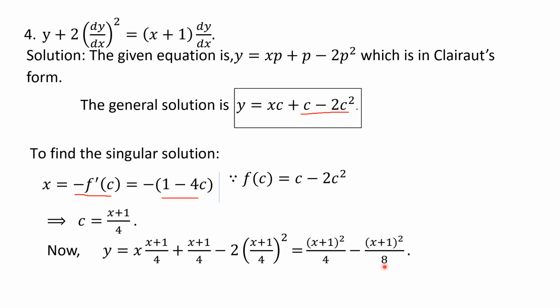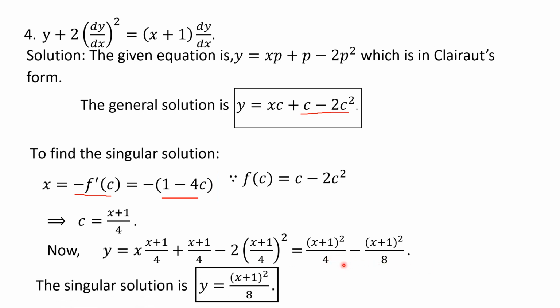2 by 16 is 8. Here x into x plus 1 by 4, x plus 1 by 4. I can write x plus 1 by 4 is common, so x plus 1 times x plus 1 by 4, or x plus 1 into x plus 1 the whole square by 4. So by taking LCM we can write x plus 1 the square by 8, y equal to x plus 1 square by 8. So just simplify this. So this is the required singular solution, correct. I hope you understood. So we move on to the next problem.